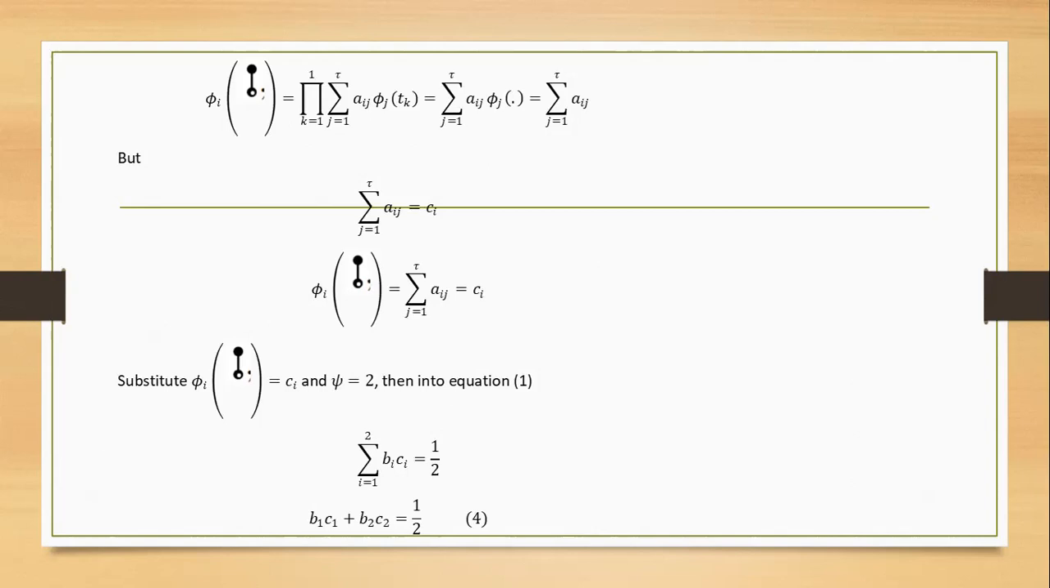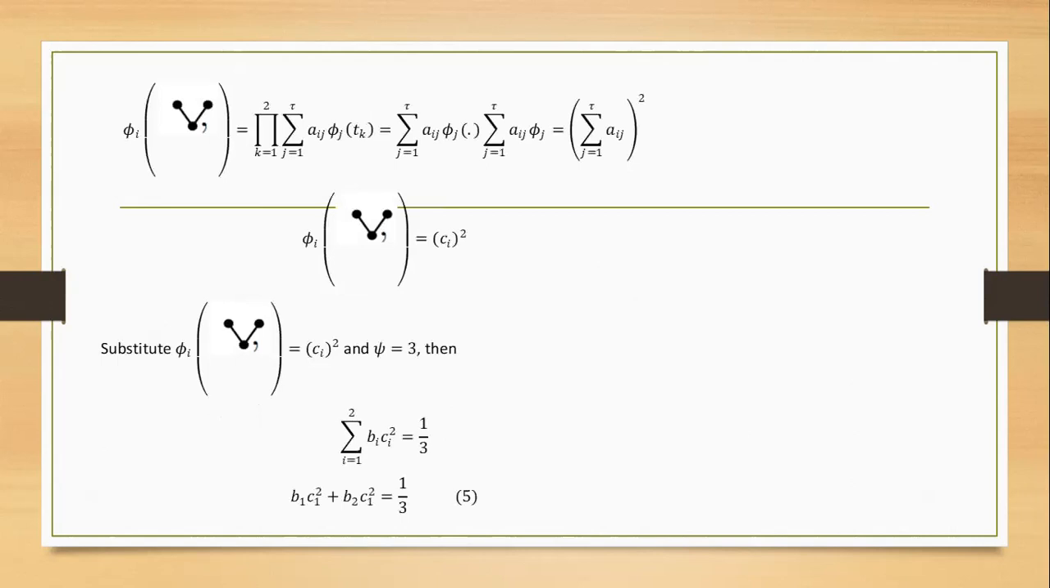Now, my epsilon i is now ci. That equals 1 over the density of this tree, which is 2. That is why I have 1 over 2. Then if I expand my summation, I'm going to have b1 c1 plus b2 c2 equals 1 over 2.